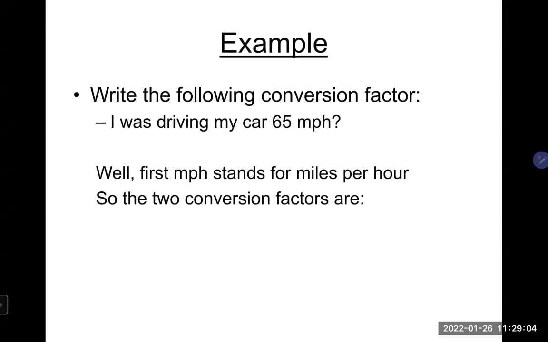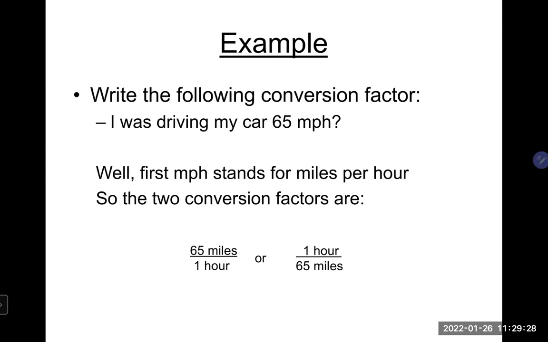If you're driving 65 miles per hour, that basically means you are going 65 miles in 1 hour. It's like a rate. And again, you could do it one of two ways: 65 miles over 1 hour, or 1 hour over 65 miles. Here, same deal. You would use whichever one you need for the particular problem.